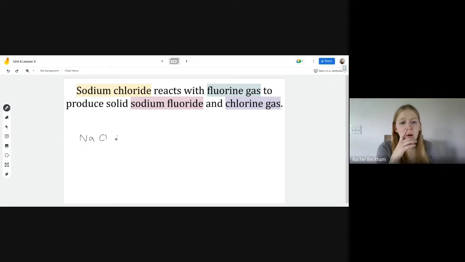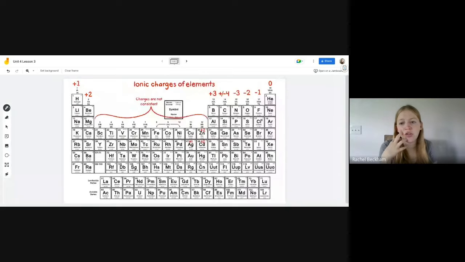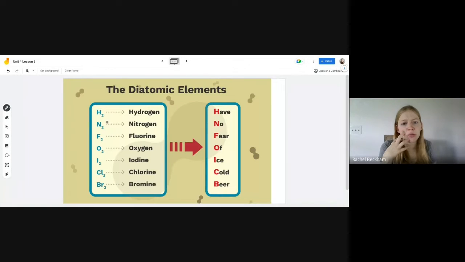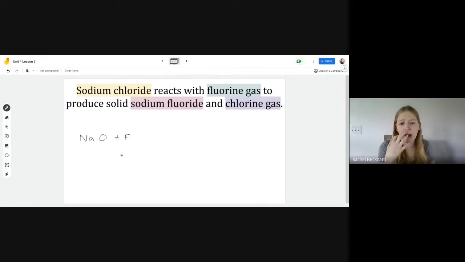It reacts with fluorine gas. So it's just pure fluorine. It's not like sodium fluoride. It's just fluorine. We know that fluorine is F on the periodic table. You can go look it up to double check that fluorine is just F. But fluorine is one of the diatomic elements. So when fluorine is by itself, not in a compound with another element, it's going to have a little 2 next to it. It always exists as a double. It reacts with fluorine gas to produce. So we do an arrow for that. When you see the word produce, you do an arrow.